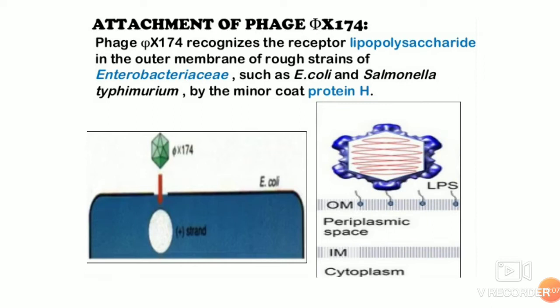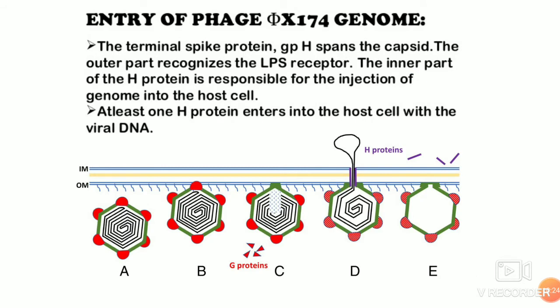The attachment is by recognizing a receptor on the cell, that is lipopolysaccharide, which is present in the outer membrane of Enterobacteriaceae members such as E. coli and Salmonella. So we'll see in the next slide. So the attachment happens now. In this view, there are A to E steps which I have clearly depicted in that picture.